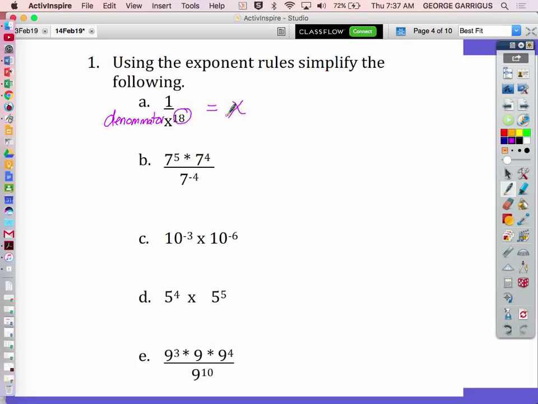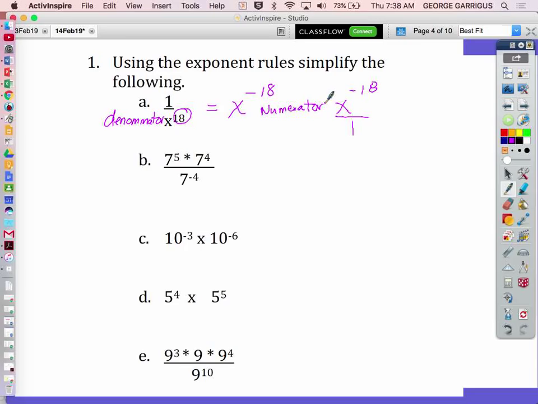And when you move it from the denominator into the numerator, you're going to change the sign from positive to negative. This is now x to the negative 18 over 1, essentially. So now this is in the numerator. Means the number on top is the numerator, the number on the bottom of a fraction is the denominator.